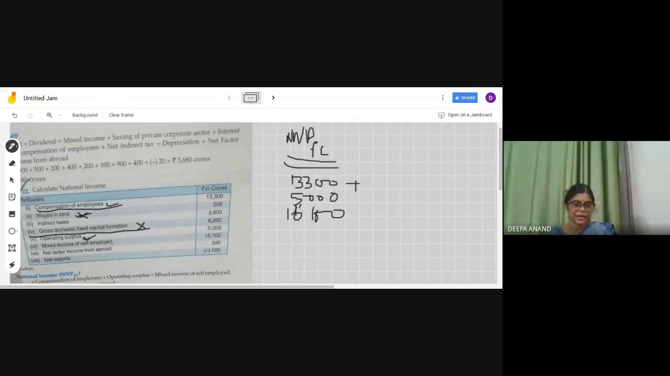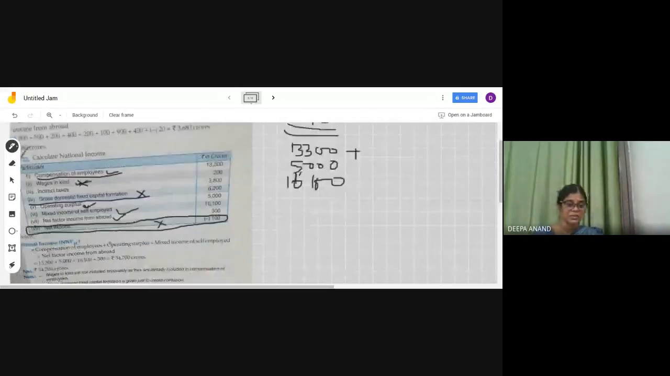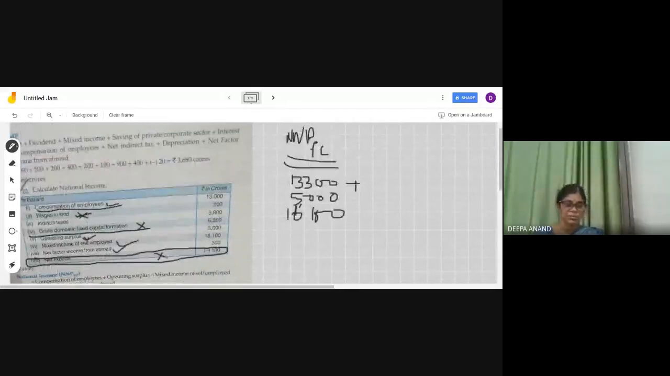Then net factor income from abroad. If you add this, why is net export given? Do you want to take this net export? It should be ignored because you are already given NFIA. We have to get NFIA. Net factor income from abroad is given. We don't need net export. So you can ignore this point also.